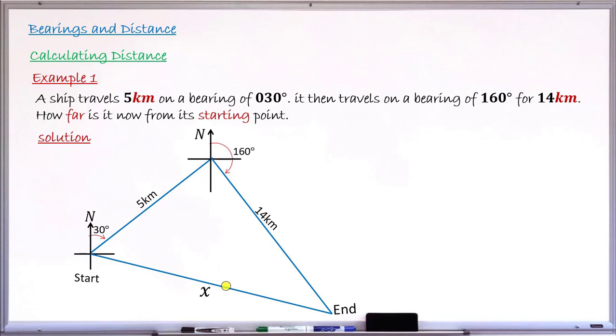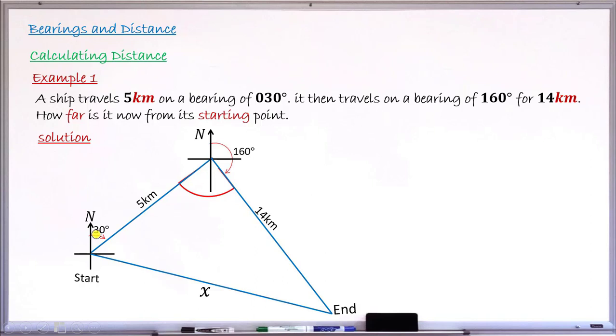So step number 4 says I should now find the necessary angles so that I have enough information to apply either the sine rule or the cosine rule. I have these two sides of the triangle, 5 kilometers and 14 kilometers. If I can find this very angle, I'll be done. I can now apply the cosine rule because I have two sides and the included angle. Let me see how I can find this angle.